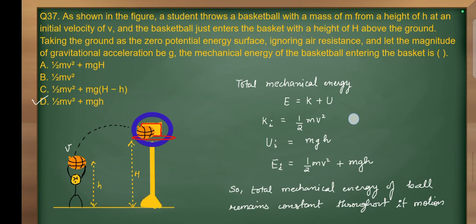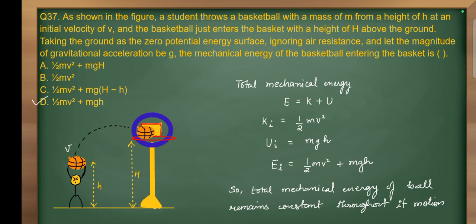According to this, option A is correct. Question number 37. As shown in the figure, a student throws a basketball with the mass of m from a height of h at an initial velocity of v, and the basketball just enters the basket with the height of h above the ground. Taking the ground as a zero potential energy surface, ignoring the air resistance, and letting the magnitude of gravitational acceleration be g, the mechanical energy of the basketball entering the basket is.